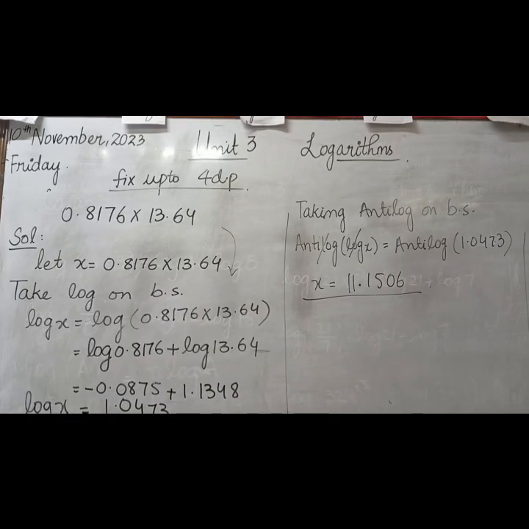So your final answer is, you can see, 11.1506. Keep it in your mind when you have to calculate the value of log of 0.8176, then don't write log again with this term, because this is already log of some numbers. Okay? See another example now.